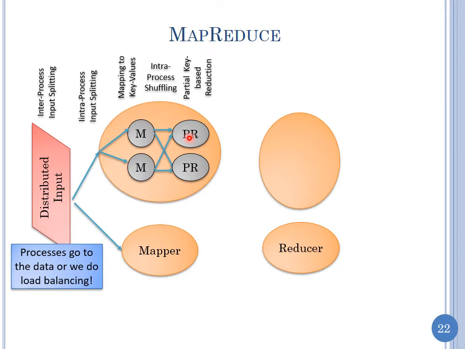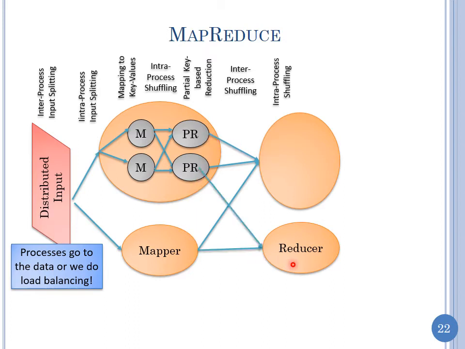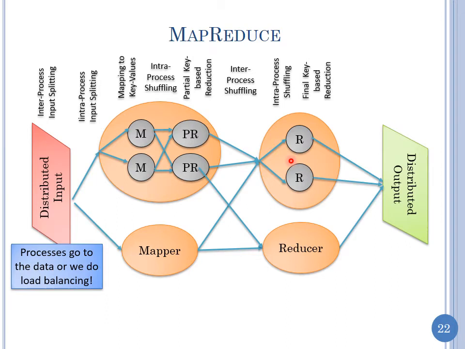And then we have additional processes, and we call these processes reducers. Even though this process is doing mapping and partial reduction, we'll call it the mapper process. This is the reducer process, and it doesn't do any mapping, but there is some inter-process shuffling that goes on. So some data from this mapping process will go to this particular process. This process will get data from both processes, and so will this process. And then there is some intra-process shuffling. We don't have to do the reduction all in one thread, so we'll have multiple threads doing the reduction. Finally we do the key-based final reduction, and then we have a distributed output.